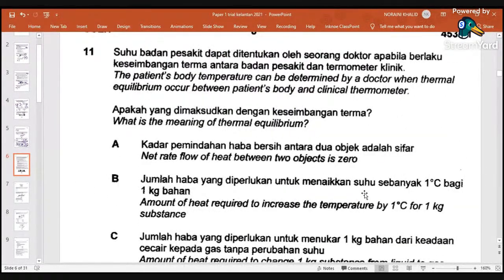Okay, number 11. The patient's body temperature can be determined by a doctor when thermal equilibrium occurs. What is the meaning of thermal equilibrium? So just definition. Thermal equilibrium can be stated as the net rate of heat flow between two objects is zero. Yes, correct. So this answer is correct straight away.